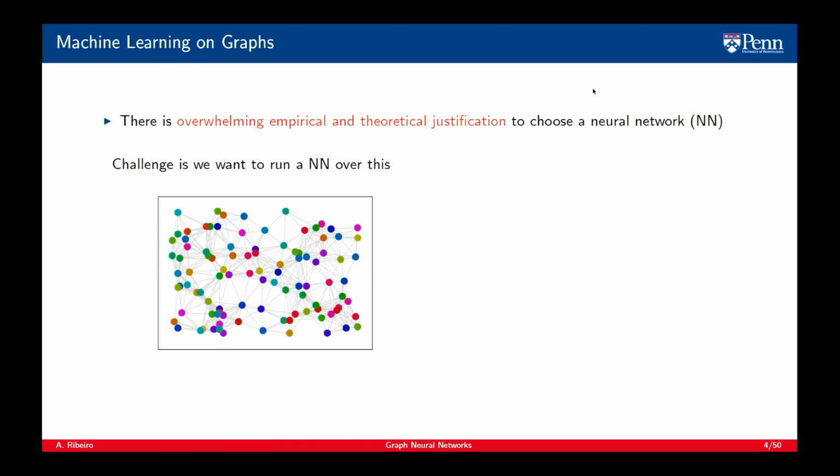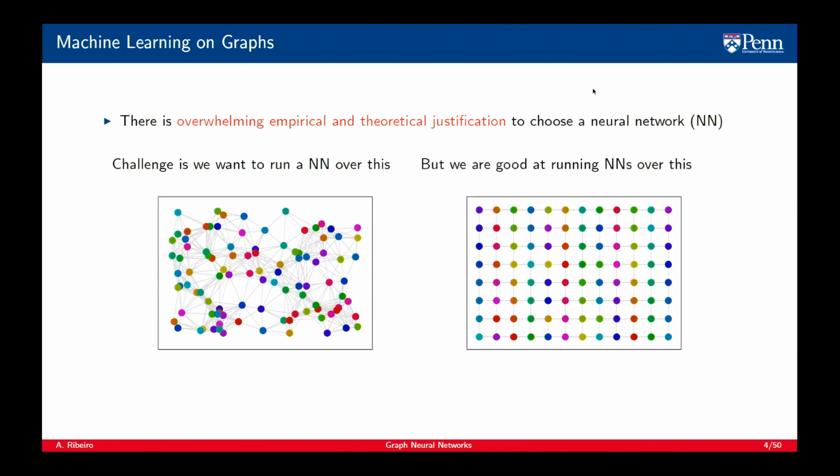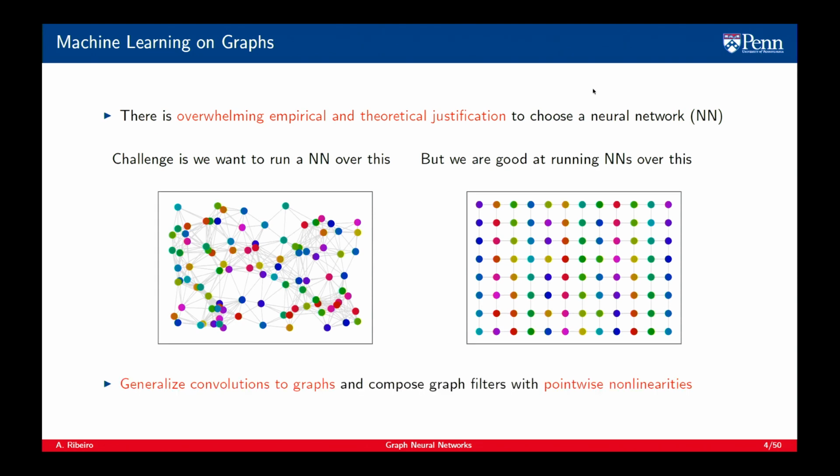The other one, perhaps more important, is that there is overwhelming empirical and theoretical justification to choose a neural network. If you refuse to work with a neural network, you are neglecting a lot of evidence we have that you should. The challenge, however, is that I want to run a neural network on that thing, a graph. And the things on which we know how to run neural networks are on the right. We know how to run neural networks on grids. That's the challenge that we want to tackle in this talk.